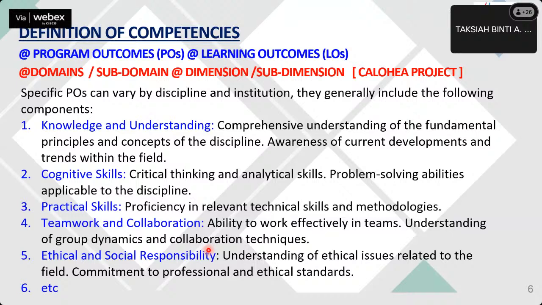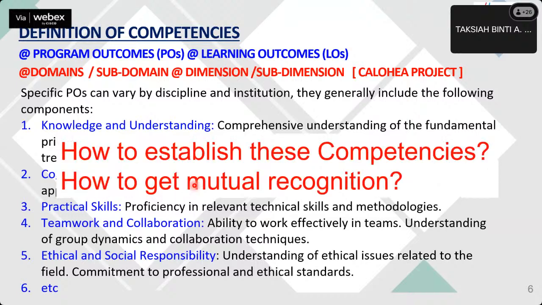So these are some of the competencies that we may be familiar with, and this is just an example. But the question arises: how to establish these competencies? Okay, there are programs, for instance, in our case, in civil engineering, where we were given a guideline by the Engineering Accreditation Council in Malaysia to have at least 12 competencies, or we call them program outcomes, to adhere to for the program of civil engineering. Okay, and we also have other standards to follow.